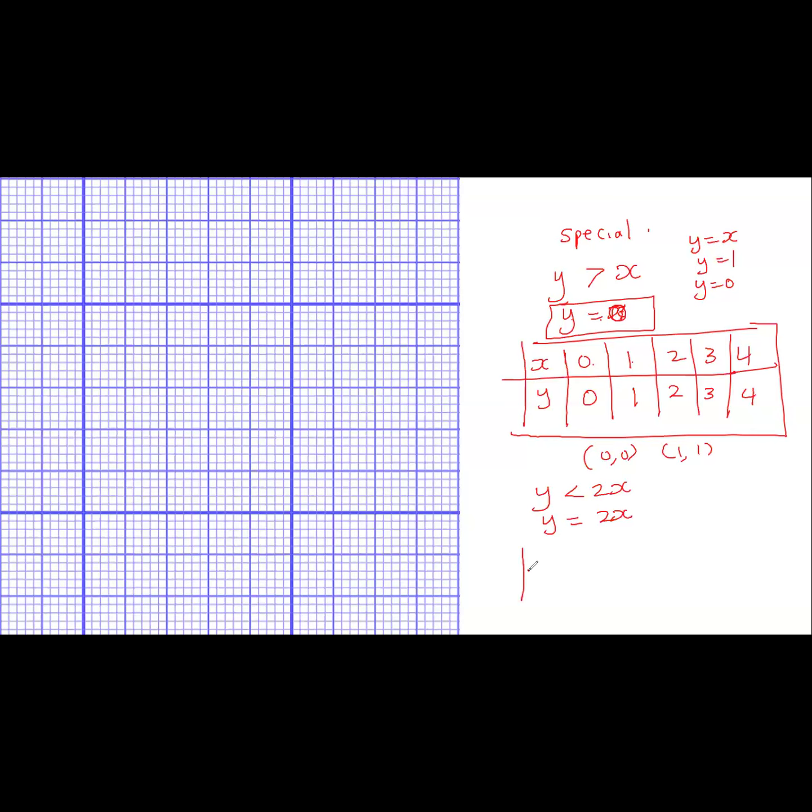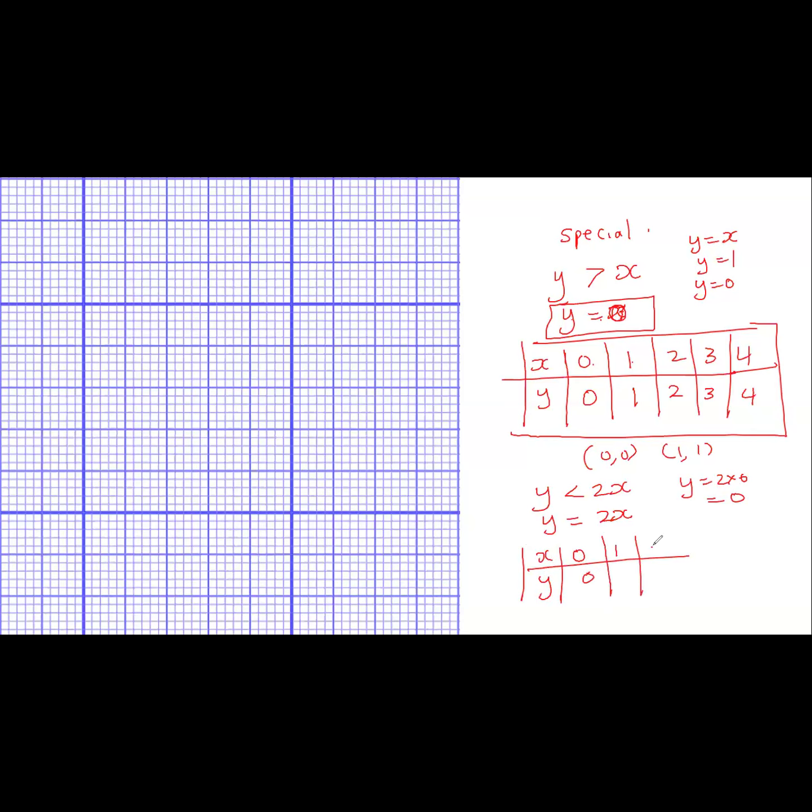You draw your boundary line. You say X and Y. So when you say X is equal to 0, you are going to notice you have Y is equal to 2 times 0, which is equal to 0. So you'll have 0, 0 here. The moment you find you have 0, 0, continue and obtain other points.